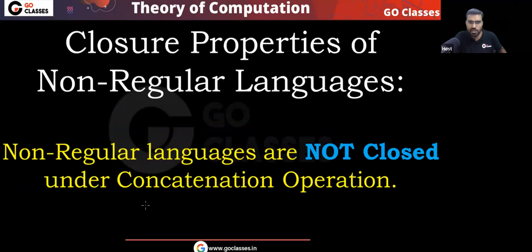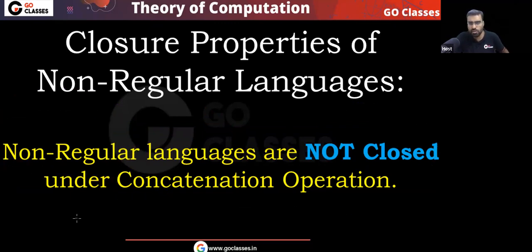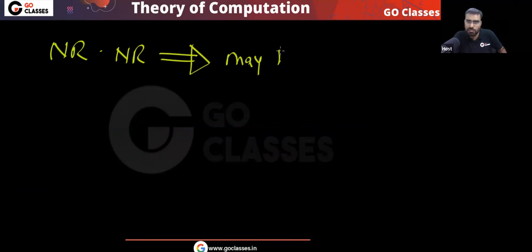So final conclusion, what is that? Non-regular languages are not closed under concatenation. Yes or no? So if you have non-regular dot non-regular, this may be regular, this may be non-regular. It may be regular or it may be non-regular.